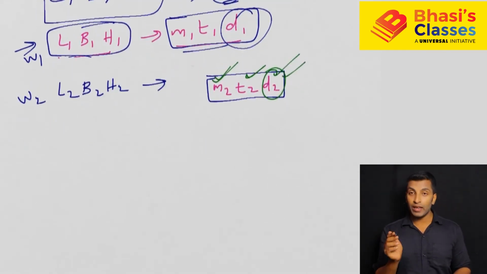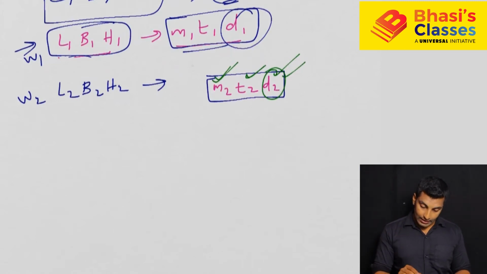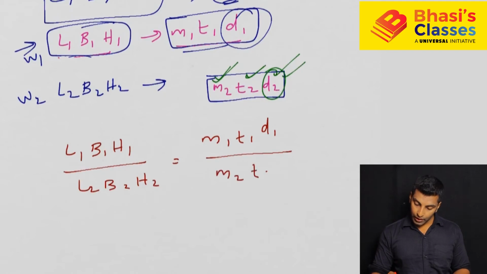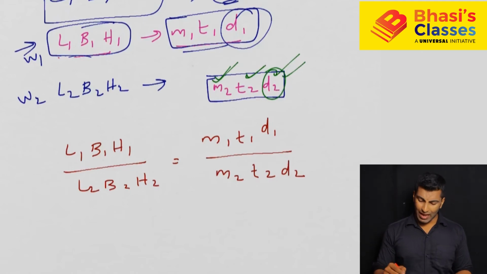So what we need to understand here is, you need to equate the work. Okay, so it's like this. Just remember, there is nothing to remember. L1 B1 H1 divided by L2 B2 H2. So basically W1 by W2 is equal to M1 T1 D1 divided by M2 T2 D2. Now one of these will be unknown. Even if I want, I can keep any of these also as unknown.